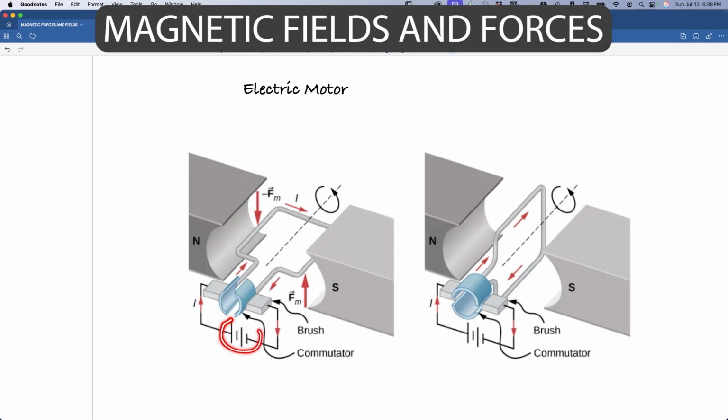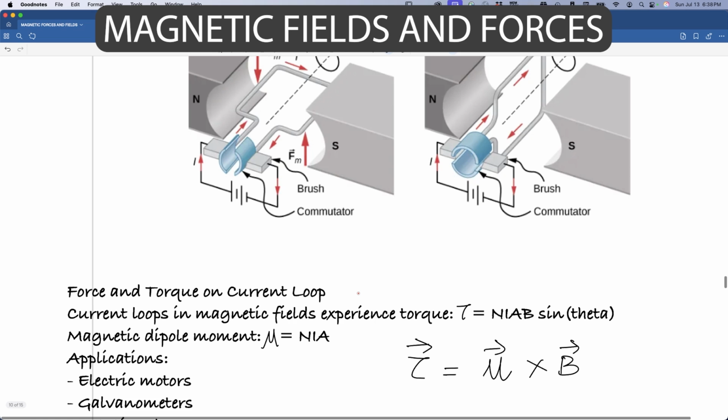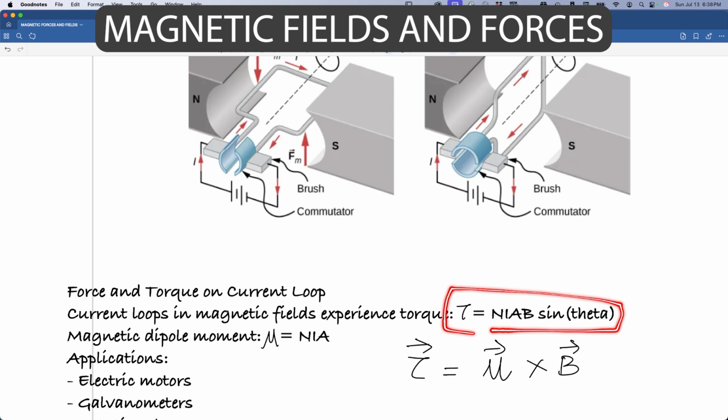As long as a current is flowing through this and completing the path, this will keep spinning. That's a DC electric motor. And to find the maximum torque acting, remember this formula, NIAB sine theta. Please write that down.